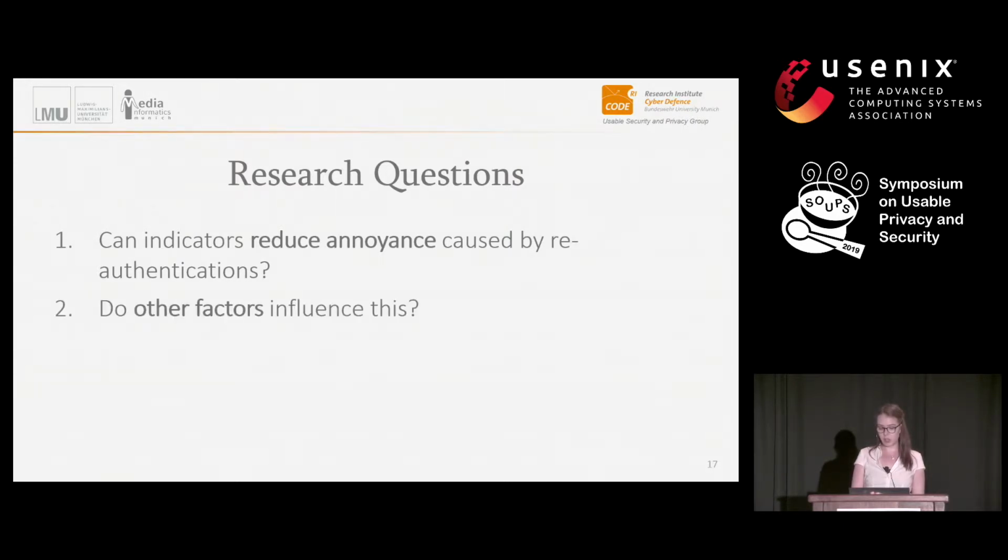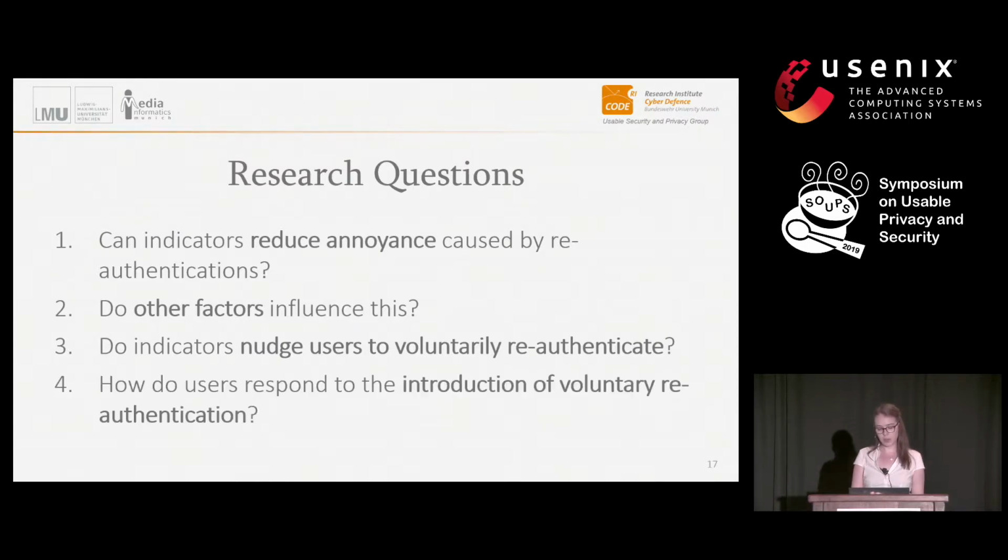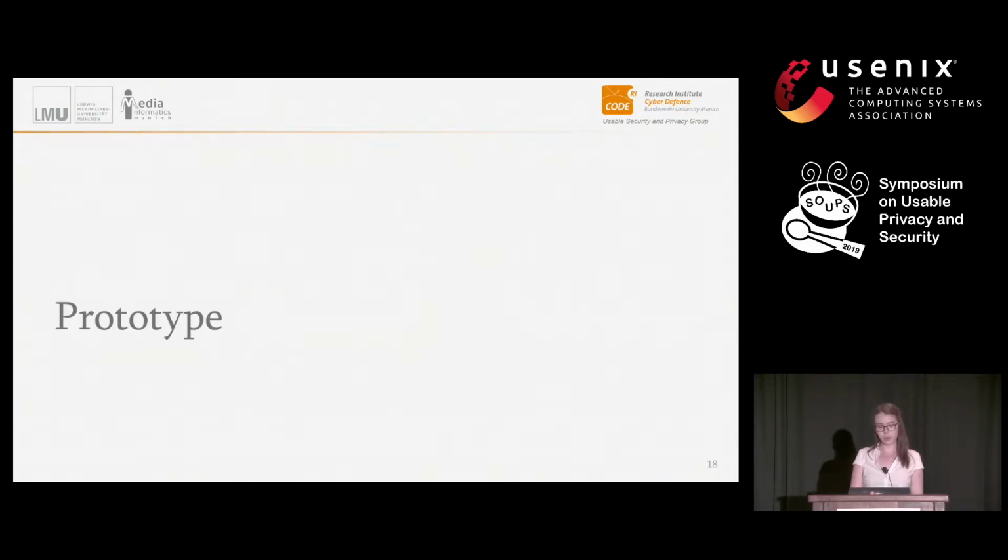Second one, are there other factors influencing this annoyance, for example, the location of the user, or the interrupted task itself, or the importance and the sensitivity of the task? And third, do indicators nudge users to re-authenticate voluntarily and therefore avoid forced interruptions? And fourth, how do the users perceive and respond to the introduction of voluntary re-authentication? We therefore developed a prototype for evaluating these research questions.